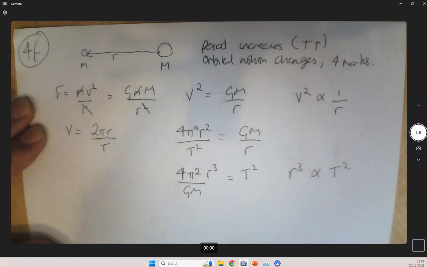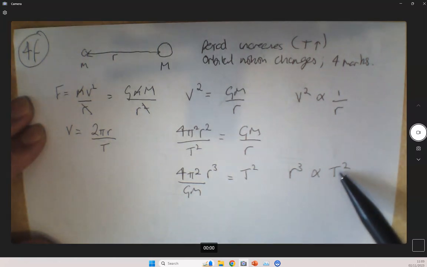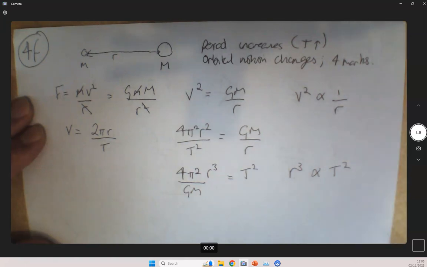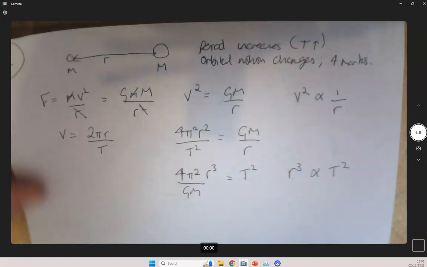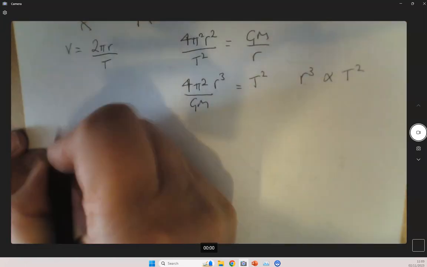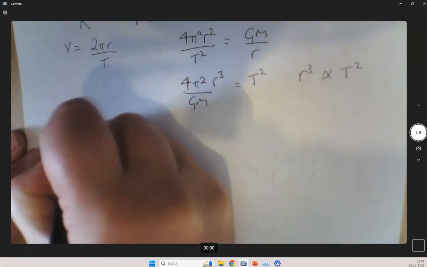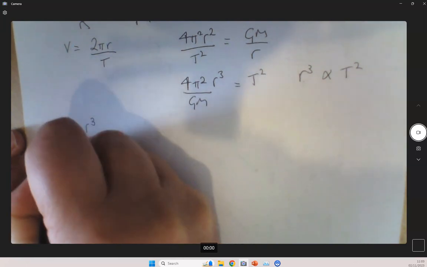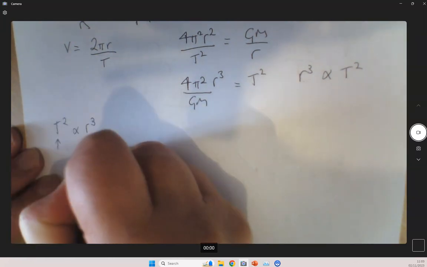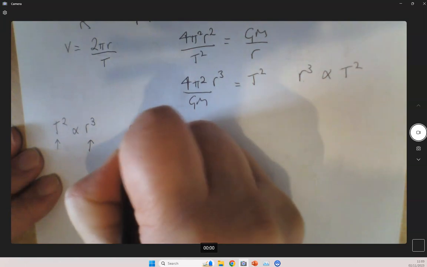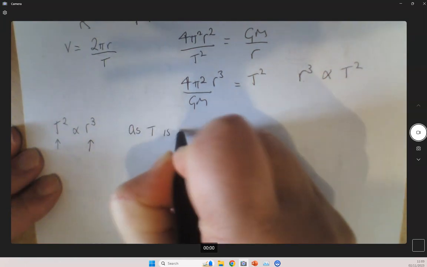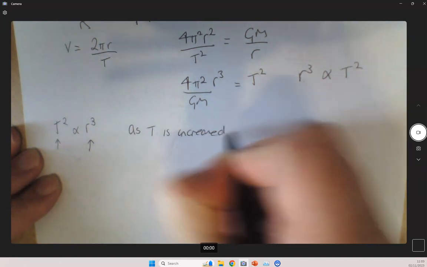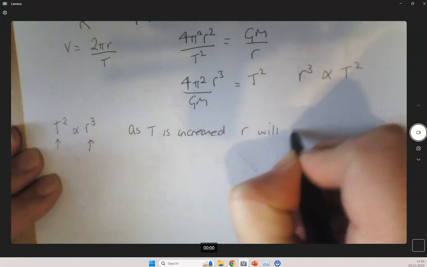Now at this point I'm in a pretty good state because I can see how T is related to r, and I can see how r is related to v. So I've got a good explanation of what's going on. So let's try and figure out what that means. I've got T squared is proportional to r cubed. So if I increase T, it's going to increase r. So as T is increased, r will increase.